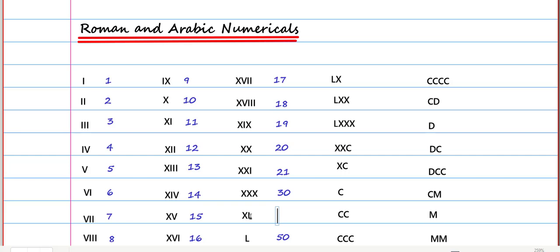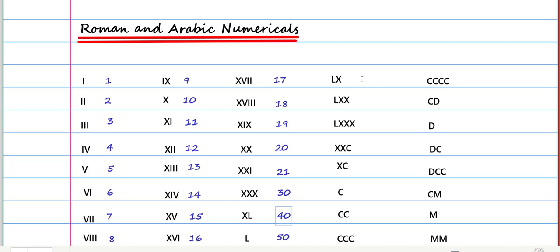Actually, X is coming before L, right? As we have already said, if any number comes before, we need to subtract. If it comes after, then we need to add up. So it is coming before L. L is 50, so we need to subtract this X. X means 10. So we need to subtract 10 from 50. That will be 40. So XL will be 40.